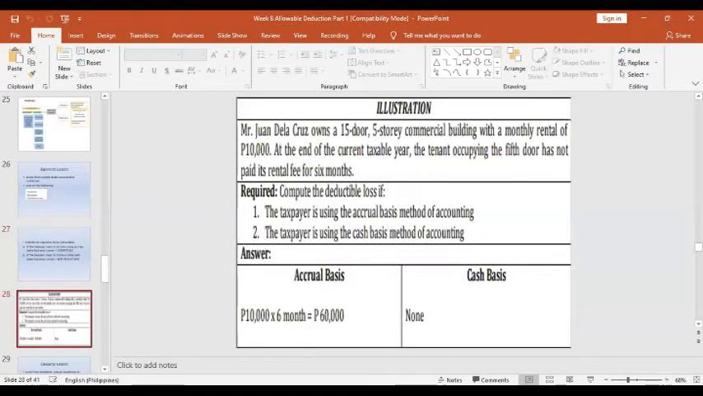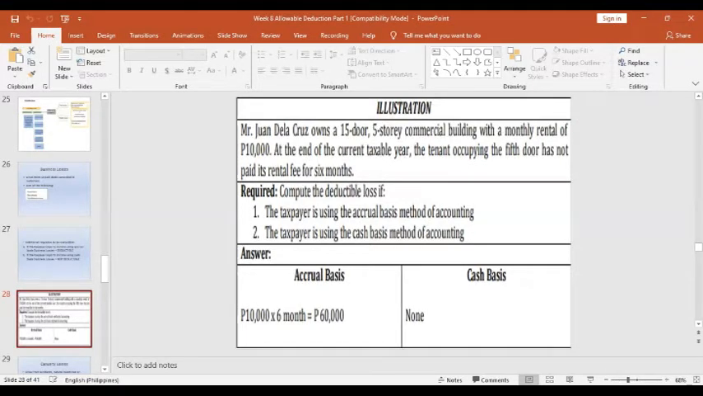Okay, so let's have the illustration here. Mr. Juan de la Cruz owns a 15-door, 5-story commercial building with a monthly rental of 10,000 pesos. At the end of the current year, the tenant occupying the 5th door has not paid its rental fee for 6 months. So that is the deductible loss or business loss. So let us compute the deductible loss if the taxpayer is using the accrual basis method of accounting, and compute the tax deductible loss if the taxpayer is using the cash basis method of accounting.